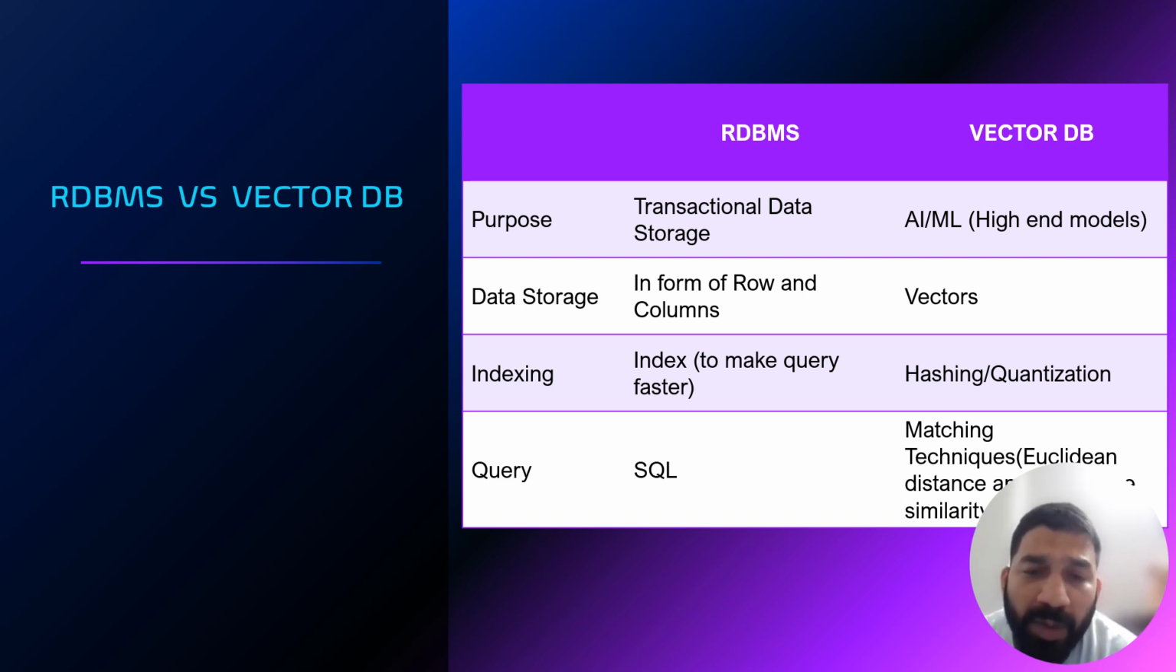If I talk about query, you can always query RDBMS by using different SQL queries. But at the same time, in vector DB, you need to use some matching technique like Euclidean distance and cosine similarities. So this is the basic difference between the RDBMS and the vector database.